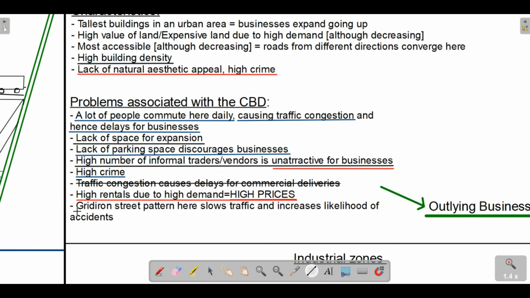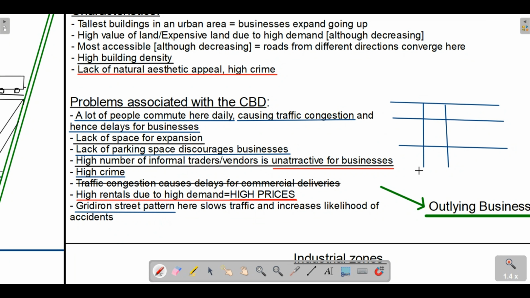The CBD also usually has a grid iron street pattern. We covered street patterns, guys. Please check that out if you haven't. So it has this grid iron street pattern, which is these roads that intersect each other like that. So there are basically a lot of stops in between. You can imagine having to drive from point A to point B. How many stops are you going to have there? Because each intersection has to have traffic lights or robots, I'll have to stop at every intersection. So that of course delays me. It's another thing that delays me on top of the many vehicles on these roads in the CBD.